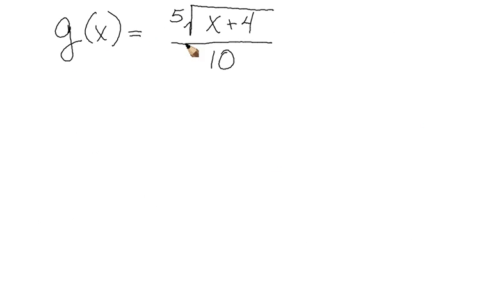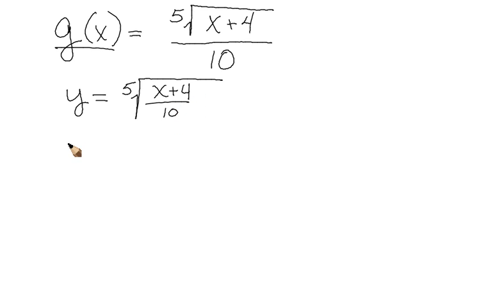That's the answer. Okay, let's look at one more example. G of x is the fifth root of x plus 4, divided by 10. So first step, we're going to replace the function name with y, the whole thing. Okay, not just the g, but the whole thing. Okay, y equals the fifth root of x plus 4 over 10. And then we'll switch the x and the y. X equals the fifth root of y plus 4 over 10.